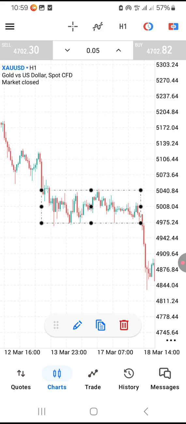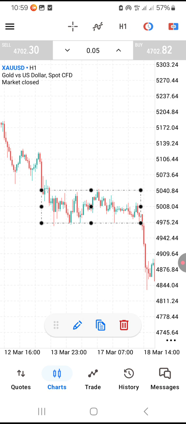Two, uptrend, in brackets you put bullish market. Then two, downtrend, in brackets you put bearish market. Then you close the bracket.